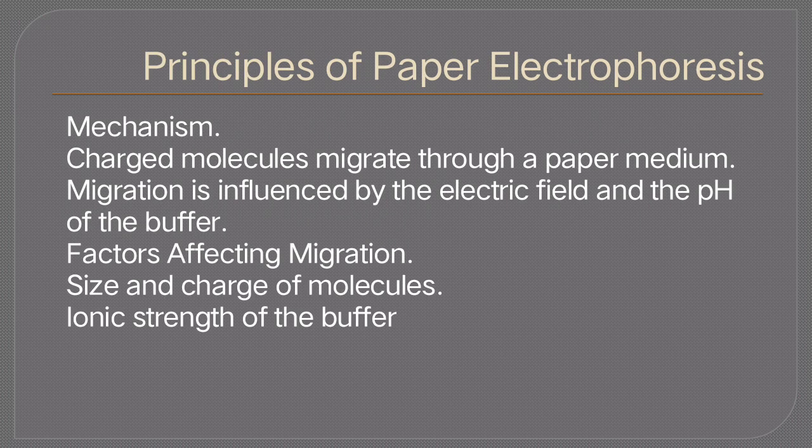Principle of paper electrophoresis. Mechanism: charged molecules migrate through a paper medium. Migration is influenced by the electric field and the pH of the buffer. Factors affecting migration: size and charge of molecules, ionic strength of the buffer.